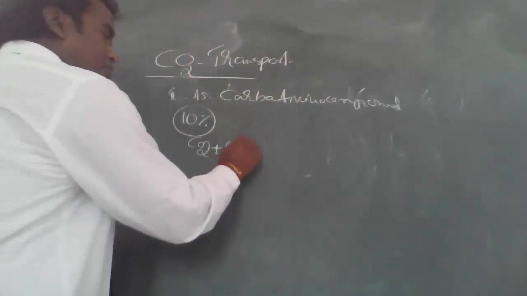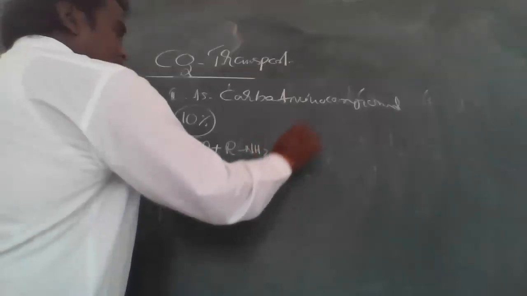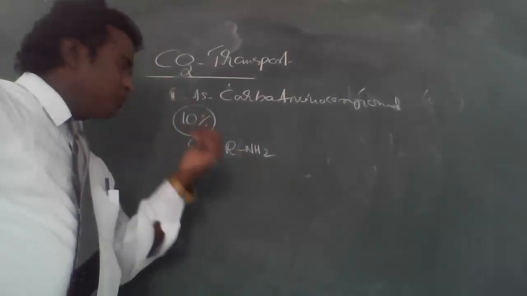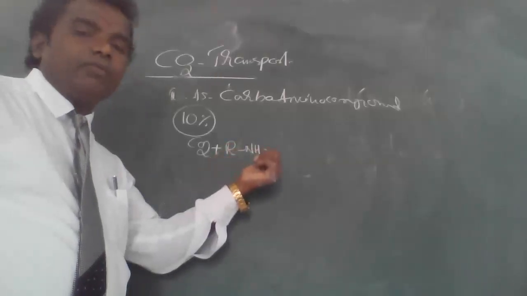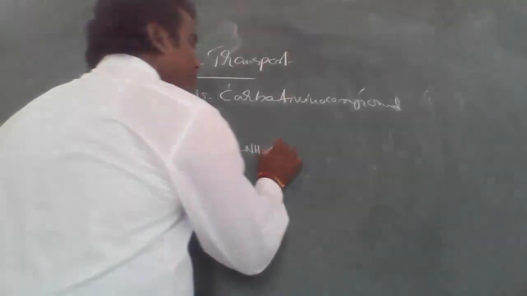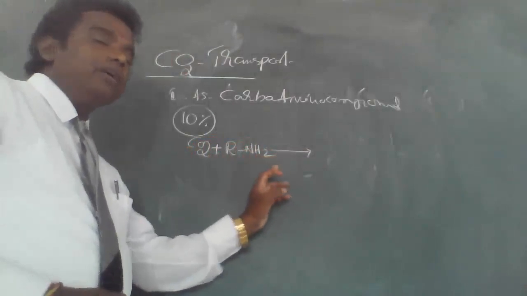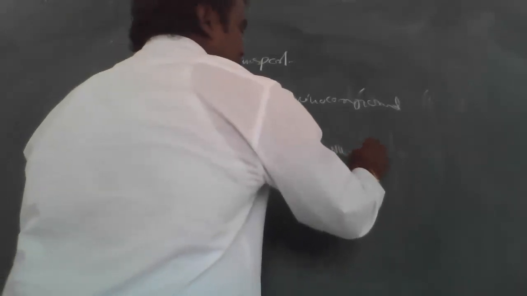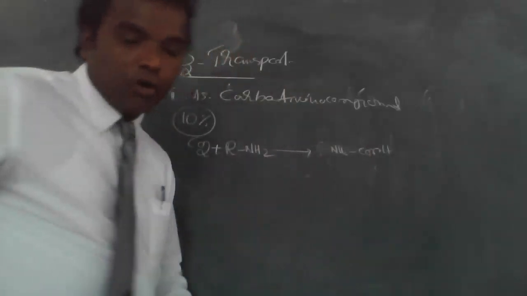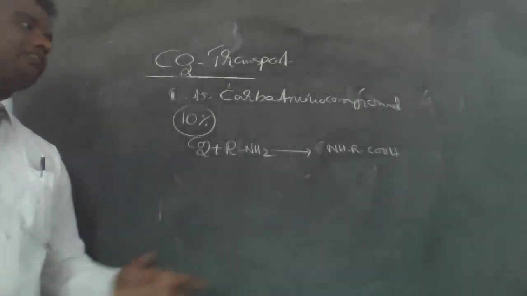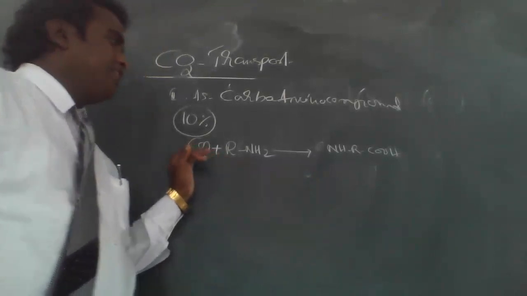What are the carbamino compounds? RNH2, where R is nothing but a carbon-containing group. These RNH2 are the carbamino compounds, which combine with carbon dioxide in the plasma. What happens? A carboxyl group should be formed. This is a very important thing.